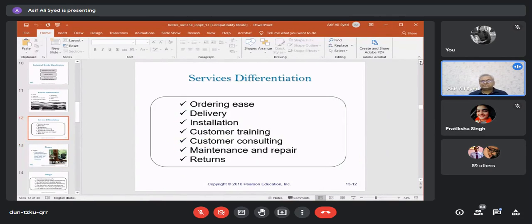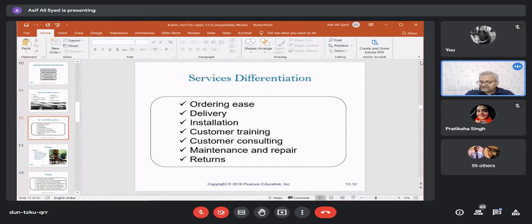Now, coming down to another important aspect, that is called service differentiation. We talked about product differentiation, but there is also service differentiation which needs to be looked into. The first is ordering ease. How easily are you able to order the product? Can you order it with ease? So when we are designing a service offer, we want to see that ordering ease is there in terms of the services. Then delivery, how quickly it is delivered. For example, a 30 minute pizza delivery. That's again an important component of service differentiation, that is how quickly the service is actually delivered.